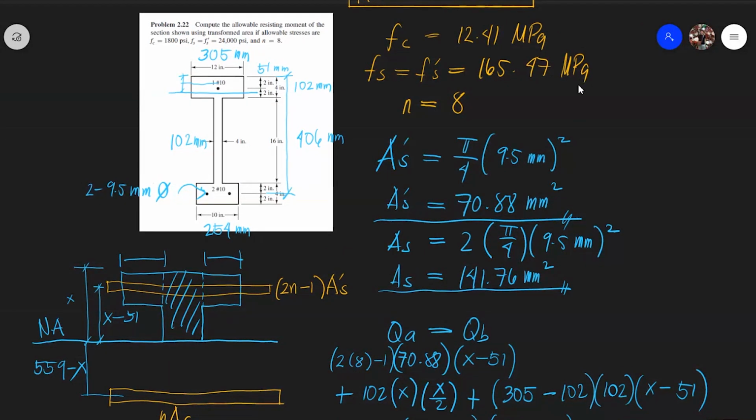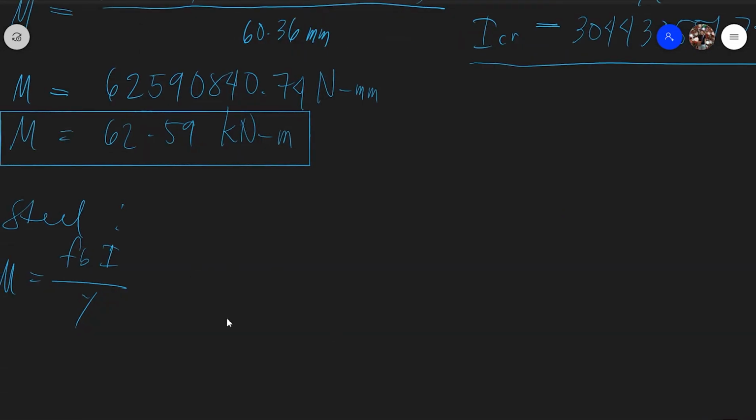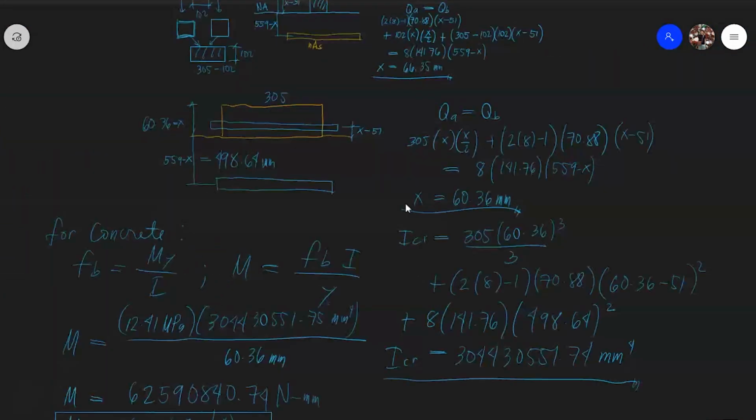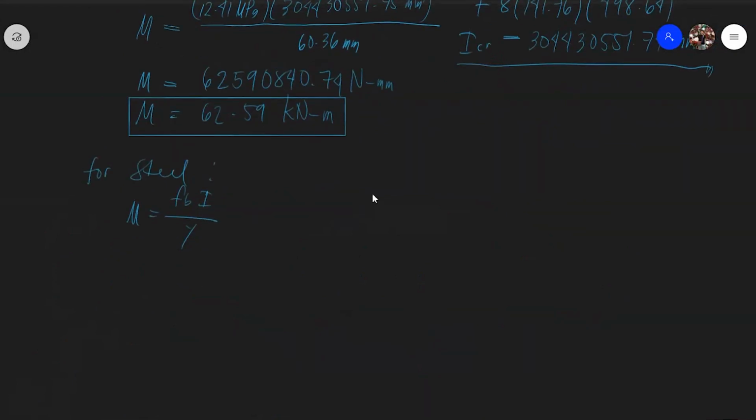165.47 megapascal. The steel is in compression, right? There is compression and there is tension. We will take the steel in tension first. Okay, the FS. So that is 165.47. So we take the steel in tension first. Okay, so our FB is 165.47.